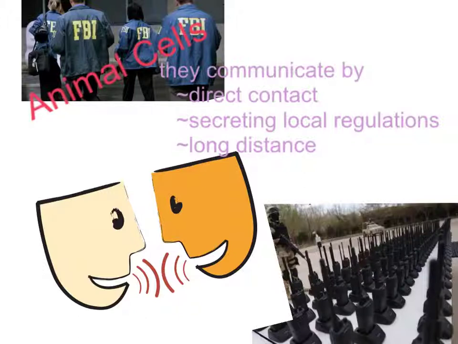Here you see two faces and they're talking. At the top left corner you see FBI agents, and on the bottom right corner you see walkie-talkies. And so the FBI agents use the walkie-talkies to communicate with each other, as seen right here, how they communicate. They talk through the walkie-talkies, and bam, they're all together.